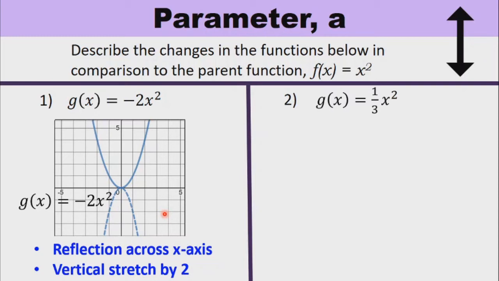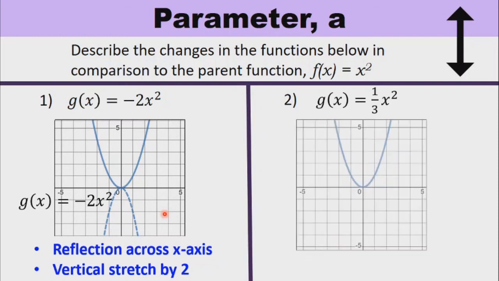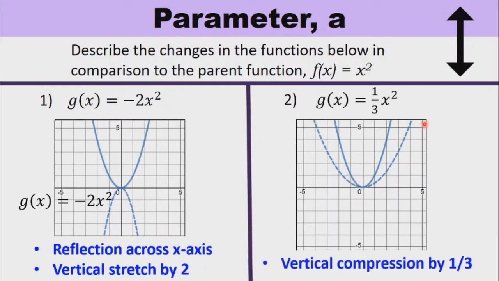So example 2. Again, we are supposed to be describing the changes or transformation that we see in this graph g of x, which is 1/3 of x squared. So it's only one change, because in this case our A is 1/3. This is the parent function again, and now you can see that there is a vertical compression. That is why the graph appears to be wider than our parent function. So, vertical compression by half.